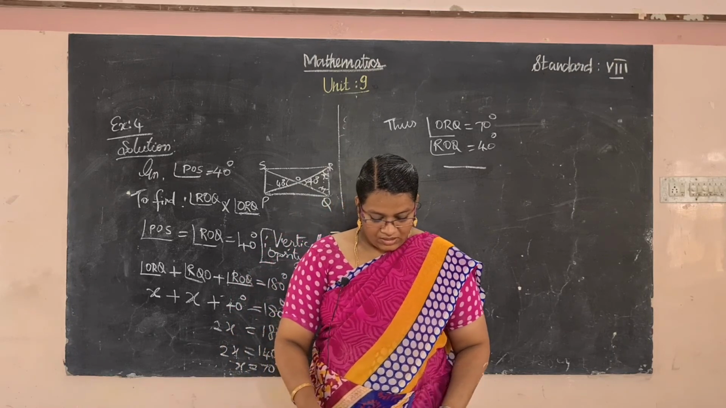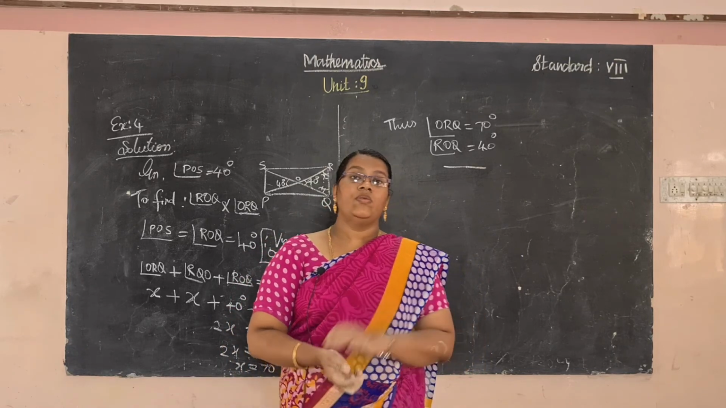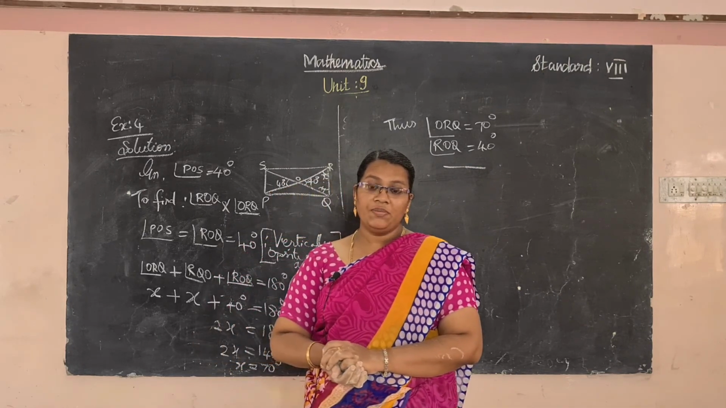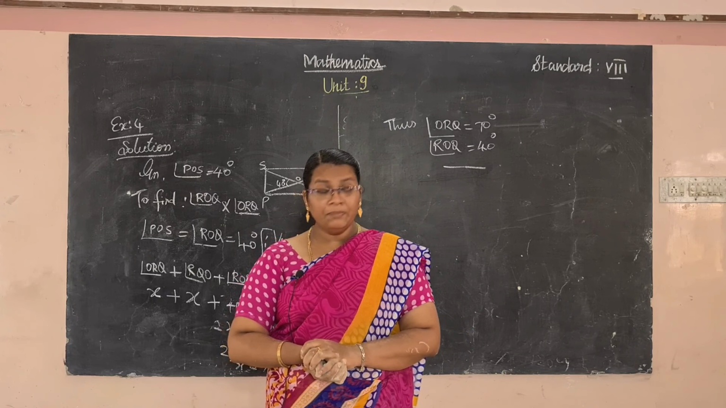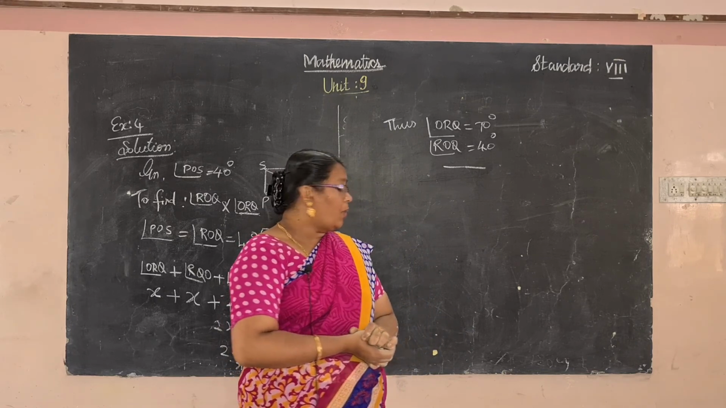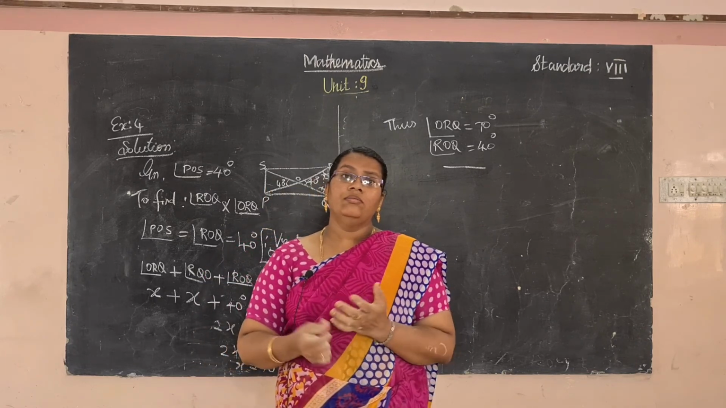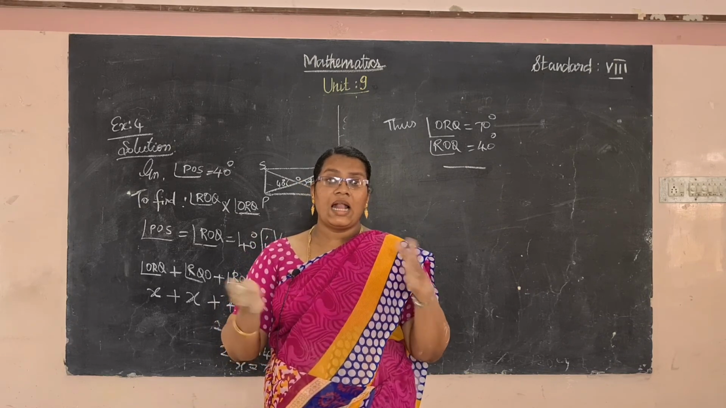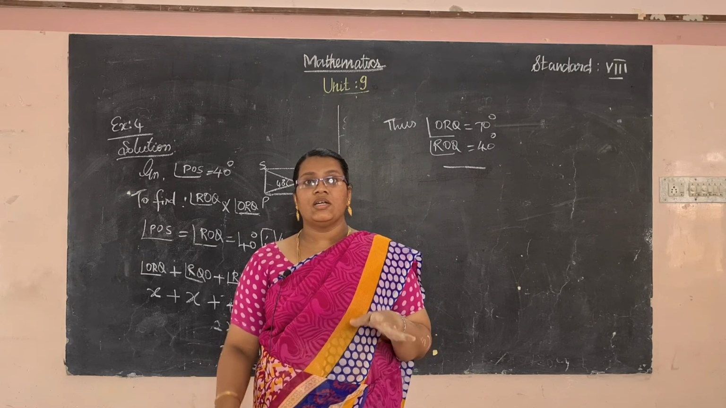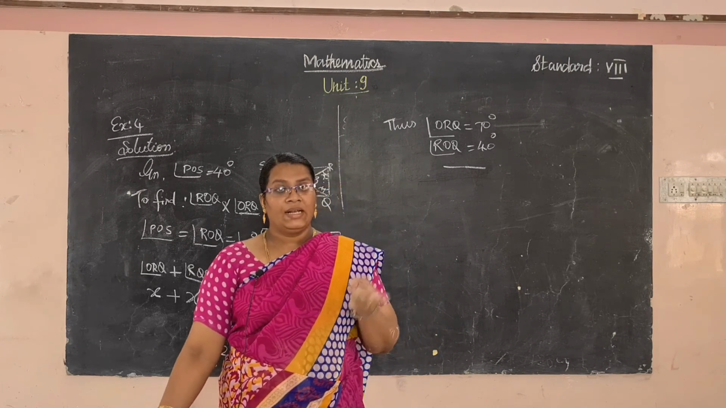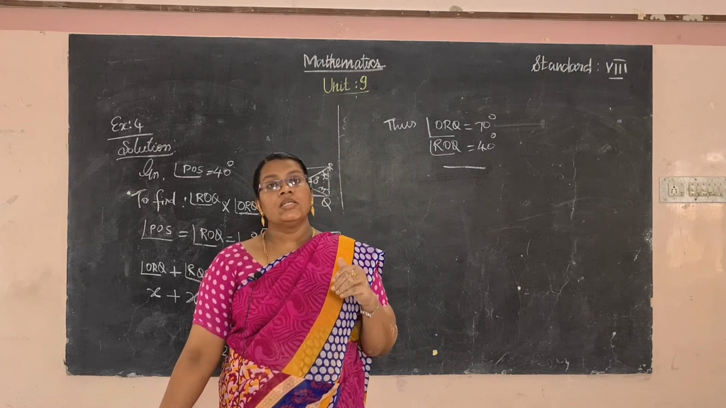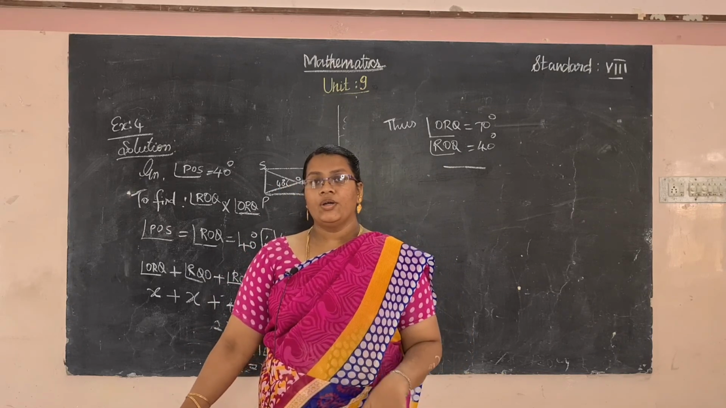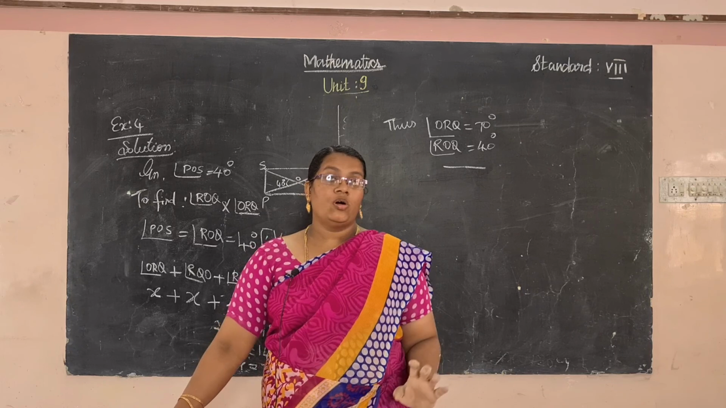Okay. Remaining examples and exercise problems we will see in the next class. I hope you all understood today's concept. So today we have learned about the properties of parallelogram and rectangle, and also the classification of quadrilaterals: parallelogram, rectangle, rhombus, square, trapezium and kite. I hope everyone is clear on this concept.